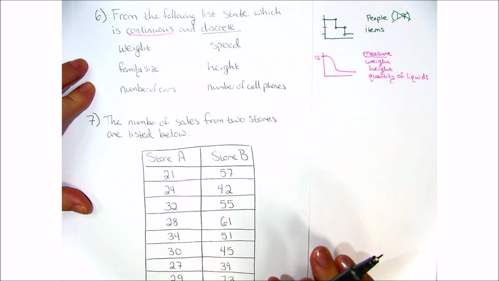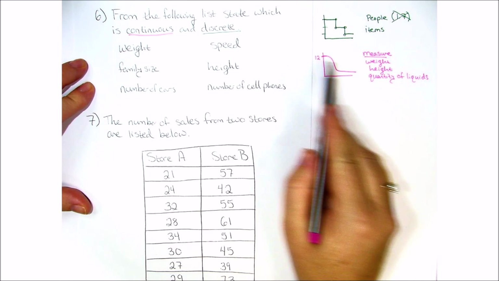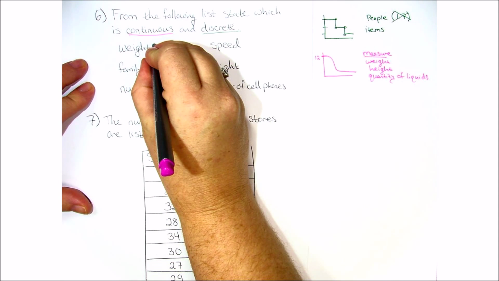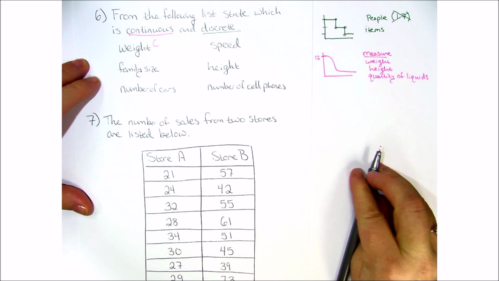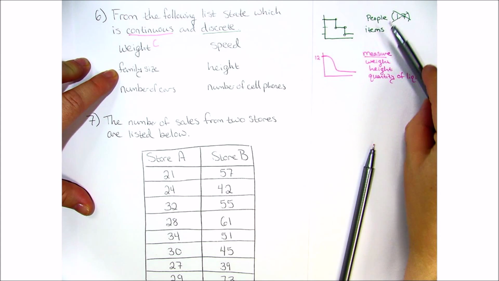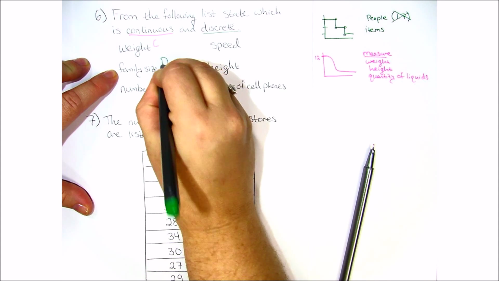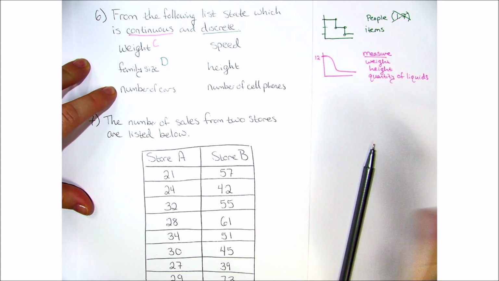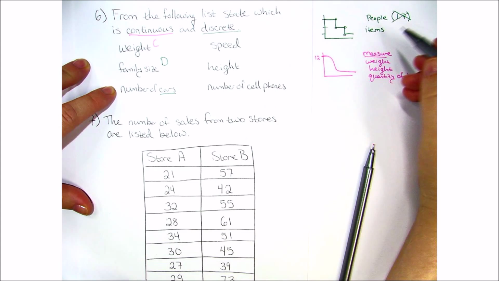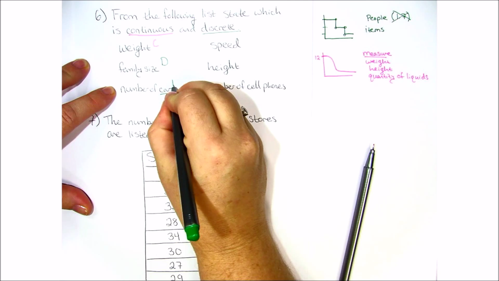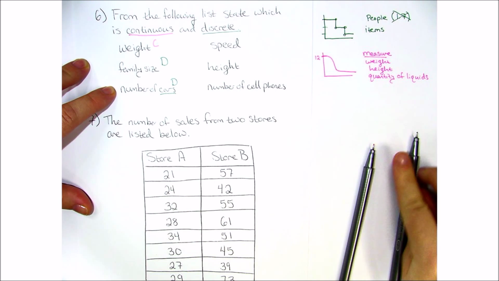So we're going to start by looking for continuous. Weight, we've already identified, is continuous. Family size, however, deals with people. And people, as we know, are discrete variables. Number of cars. Okay, cars is an item. Therefore, this is discrete.